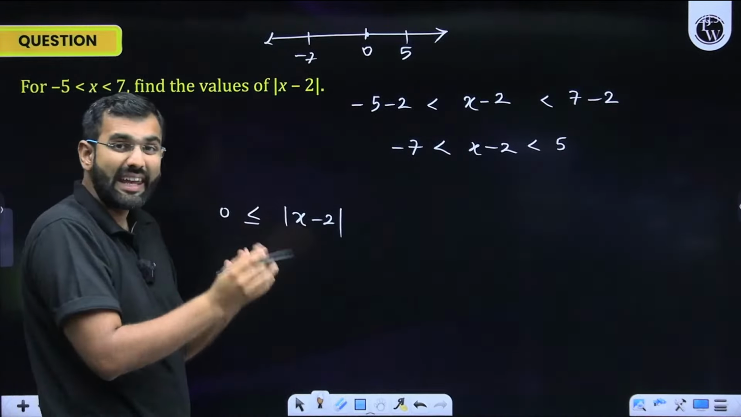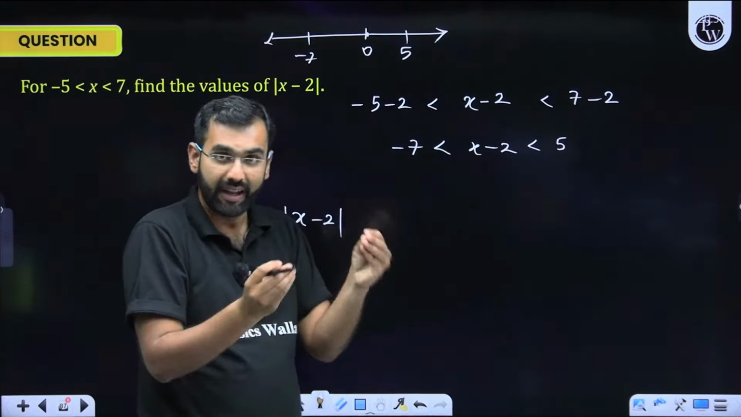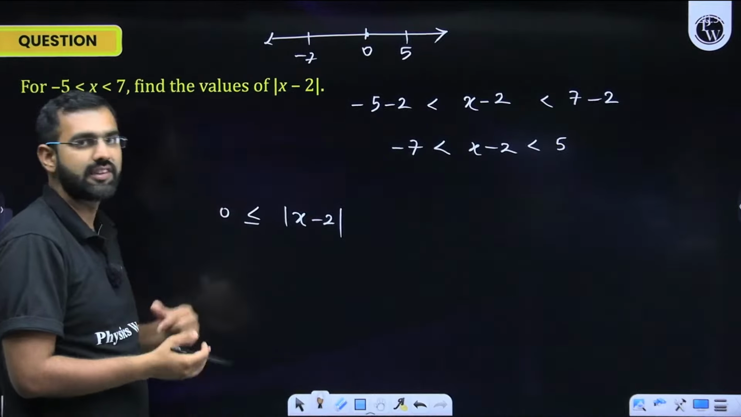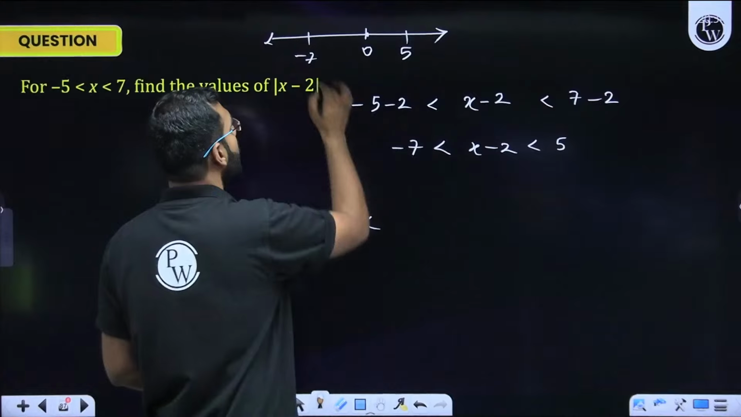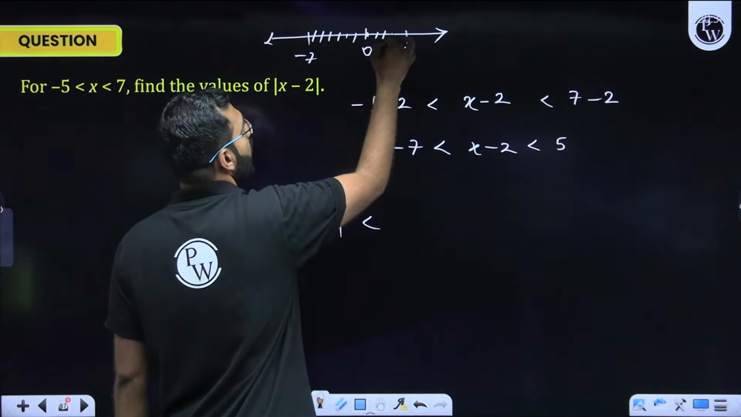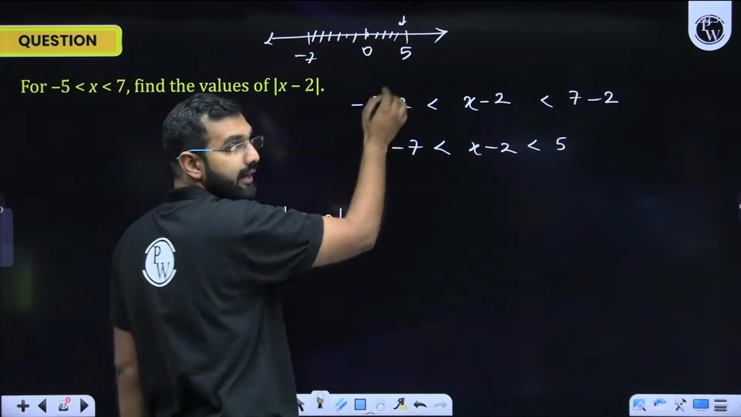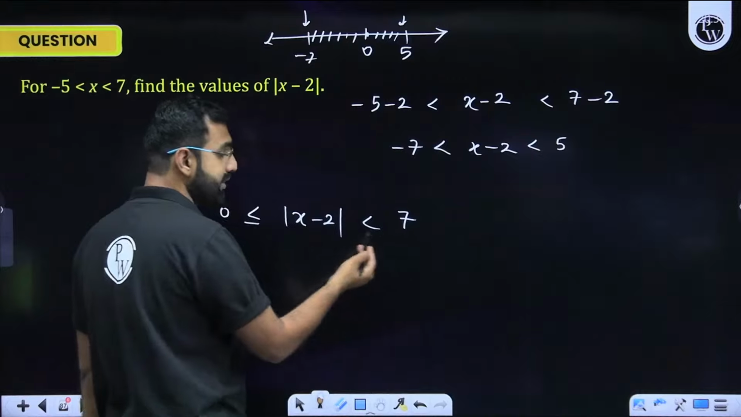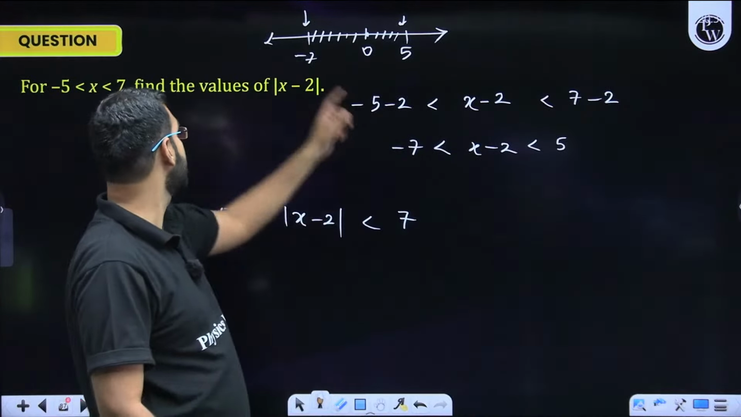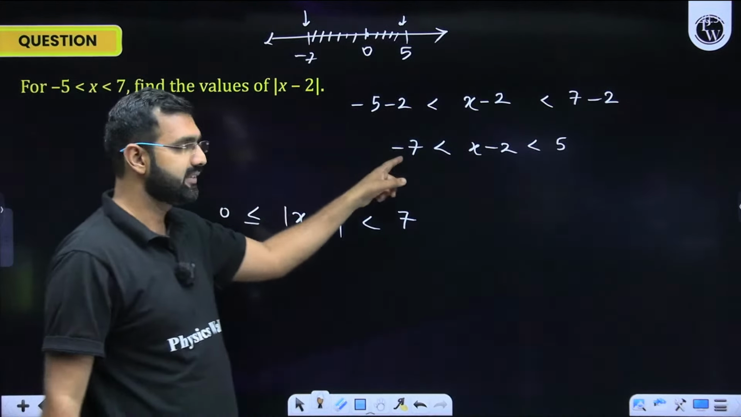And I'll attain 0 because between minus 7 and 5, 0 lies, which means I'll use equality here. And now if I put modulus on all these values, the maximum from here I'll get is plus 5. The maximum from here I'll get will be plus 7. So of course, the value here will be 7, which I am not supposed to include, because here minus 7 is not included.